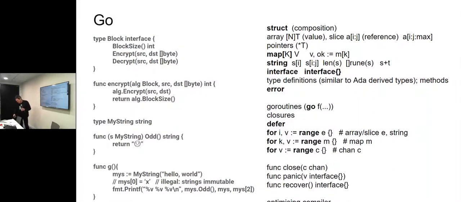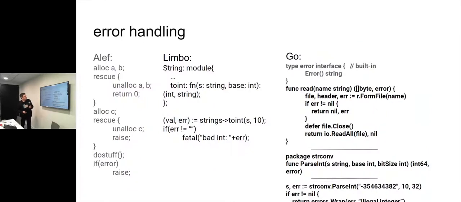there's been this evolution. You start off with Alef, which had rescue blocks. So you would say allocate these two things, rescue by unallocating them and returning a value, allocate this, rescue it by unallocating that. And if you do arrays here, then it does that rescue. If you do arrays here, it just does those two. So it's a local exception handling thing, a bit like the way you might use setjmp and longjmp, but with a lot more volatiles.